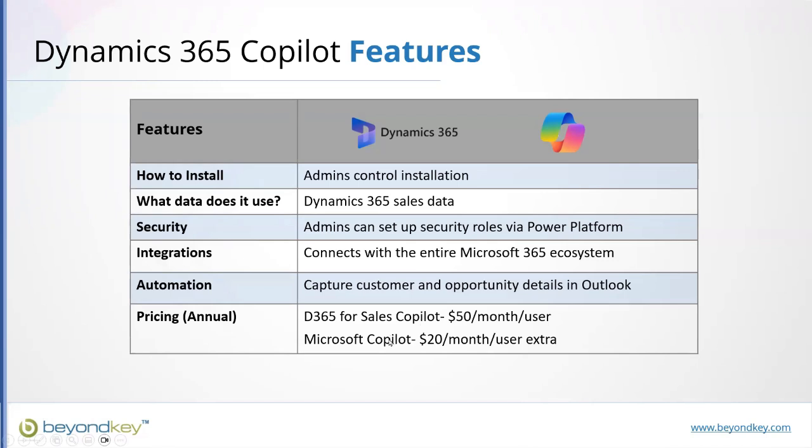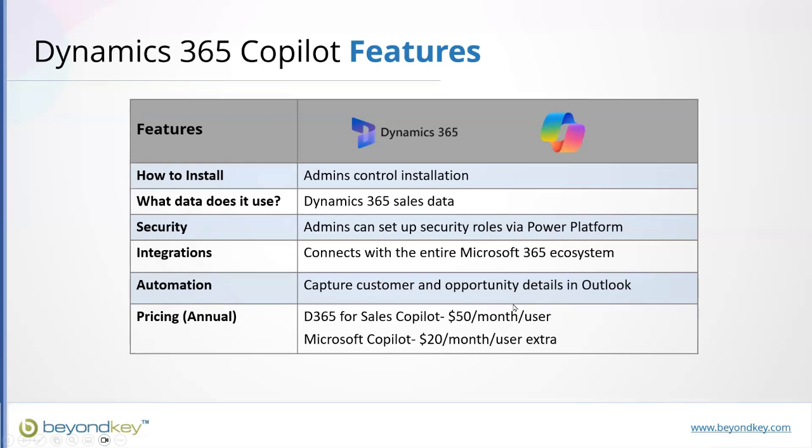Furthermore, Dynamics integrates with the rest of the Microsoft 365 ecosystem. We're going to show you some of this today by showing you how it works with Outlook and Teams, but also keep in mind it does work with Power Automate and other tools as well. The reason I bring up Power Automate is because Power Automate has about 900 integrations that work with the rest of the internet as well. So other tools that you can use, including APIs. Furthermore, there is some automation that we're going to talk about to help you capture customer opportunities and details in Outlook and also create emails as well.